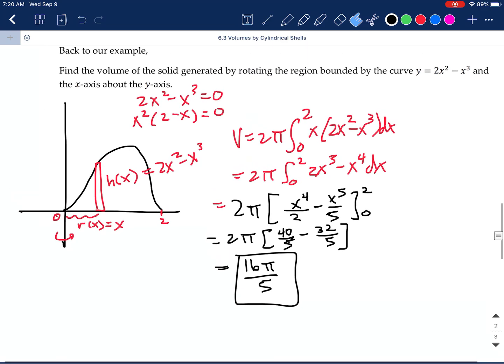Okay. So again, much easier than if we tried to work through some sort of a washer method of splitting the region where it reaches its maximum point and splitting it into 2 separate volumes.